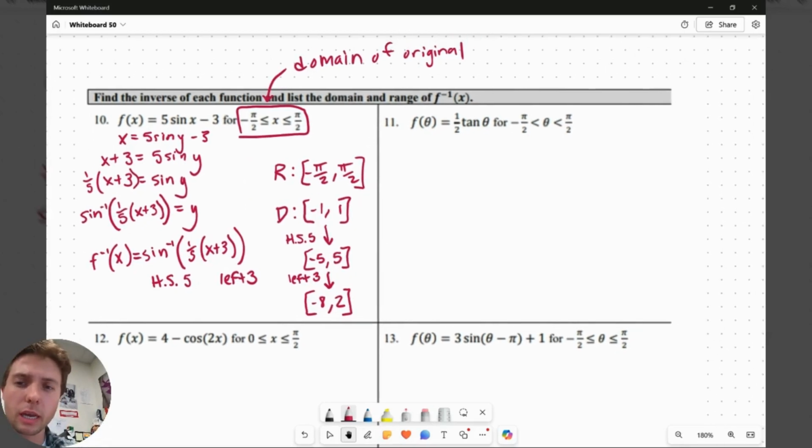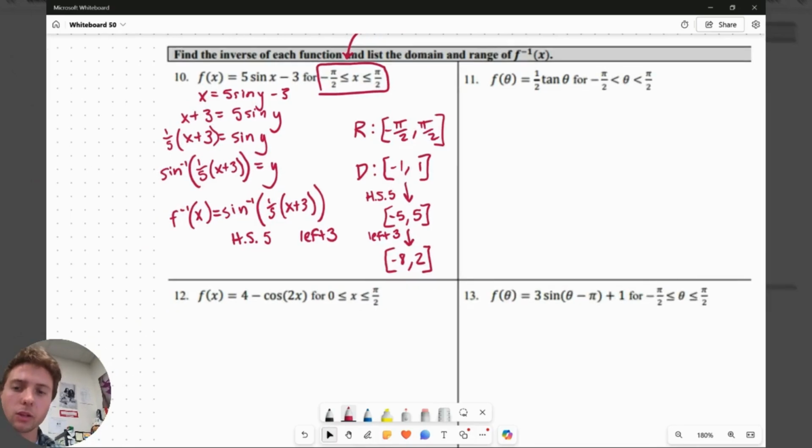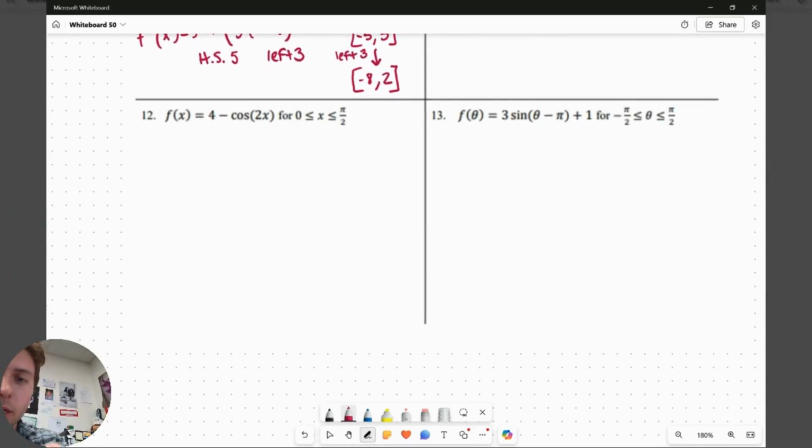Let's look at 2 more examples to work through this idea. We'll come back to 11. Let's start with 12. Again, notice this is the domain for the original, so we do know the range of the inverse already will be 0, pi halves. Okay, let's just get that part out of the way. This is the range of the inverse. So we want to find the inverse of our function.